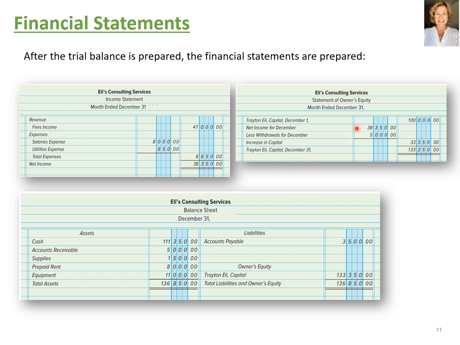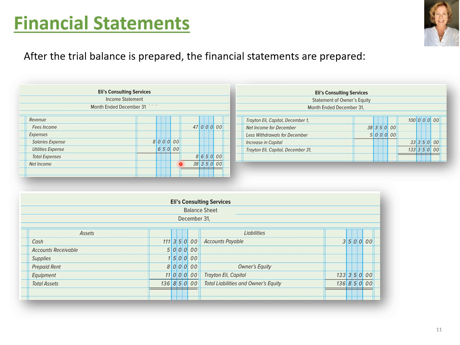You can't prepare the statement of owner's equity if you don't have the net income. And you can't complete the balance sheet without knowing the ending balance for the statement. Okay, so it's important that you have that. So let's start with the income statement. We go back to our trial balance. We enter the fees income from our trial balance. We enter the expenses. We subtract the expenses from the revenue and come up with the net income.